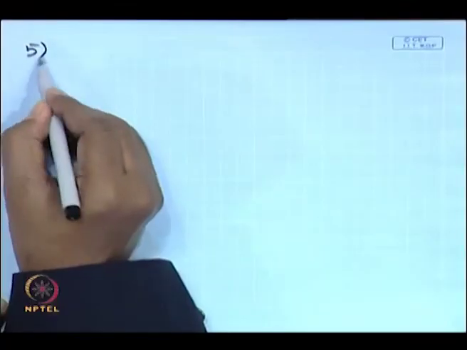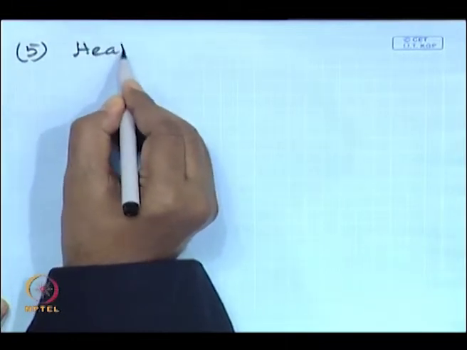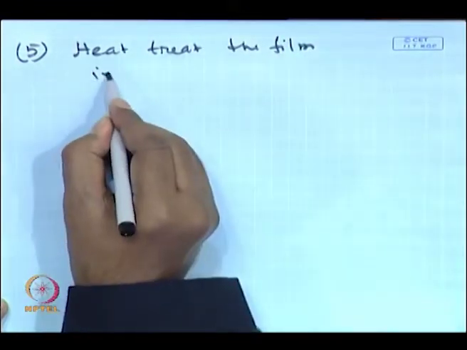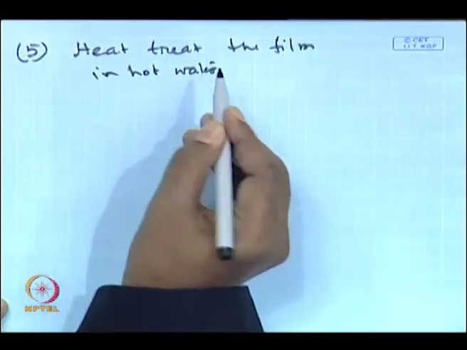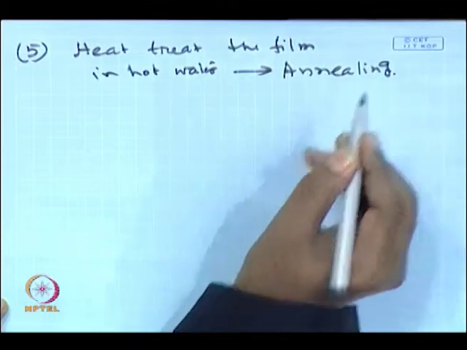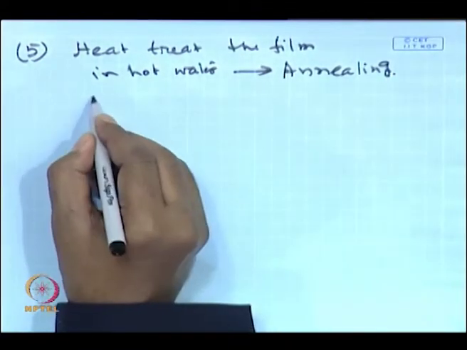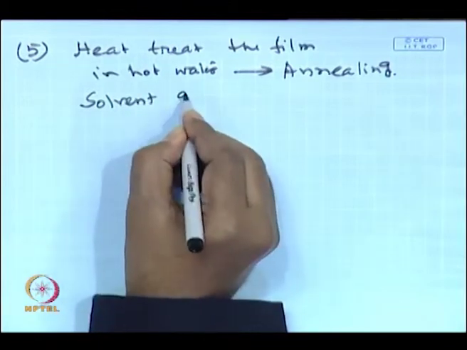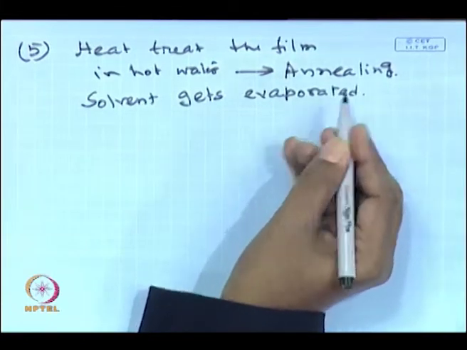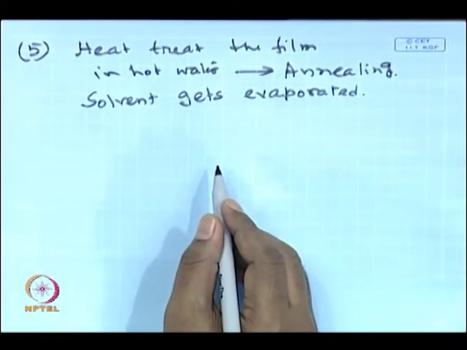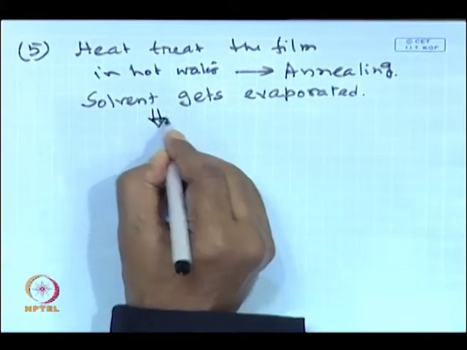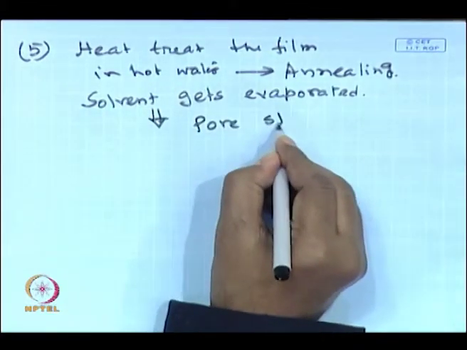Now, there are some more steps. We heat treat the film, either in hot water, and this process is known as annealing. During this process, the solvent gets evaporated from the polymeric matrix. During evaporation, it creates the pores. This results in a pore structure or pore network.